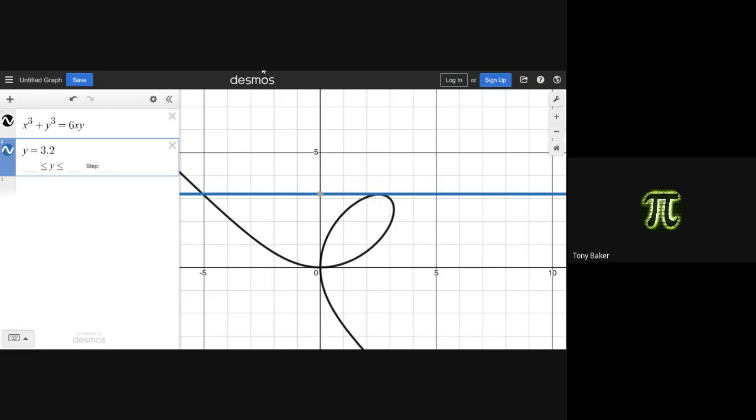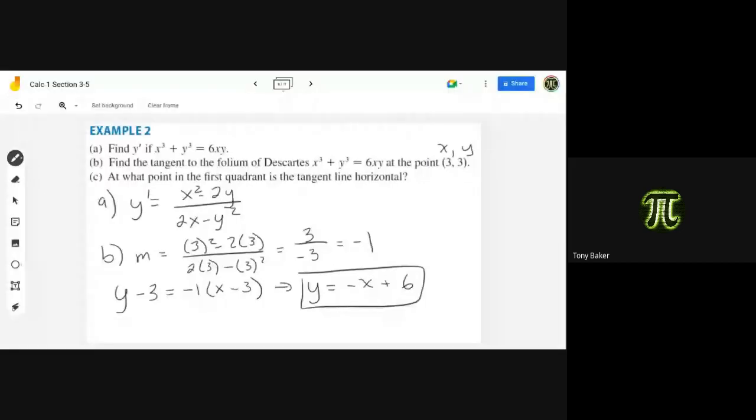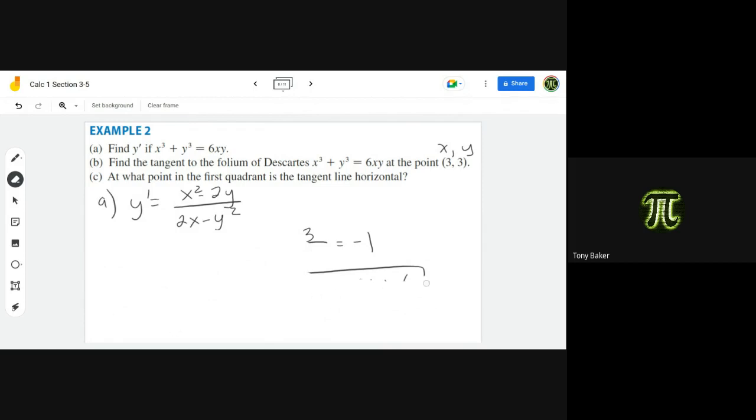How do you think we'd go about doing it? Okay, let's set y prime equal to 0. Good start. So horizontal, the slope's going to be what? What's the slope in a horizontal line? 0. So y prime is just my slope, right? So I have 0 equals x squared minus 2y over 2x minus y squared.